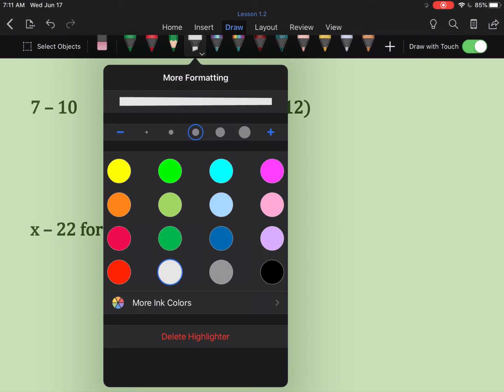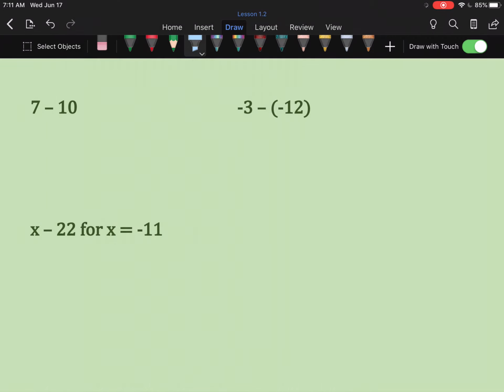So two numbers here. We have 7. We have -10. Different signs, so I will subtract them. 10 minus 7 is 3. And I'm going to keep the sign of the bigger number. 10 is bigger, so the answer will be -3.